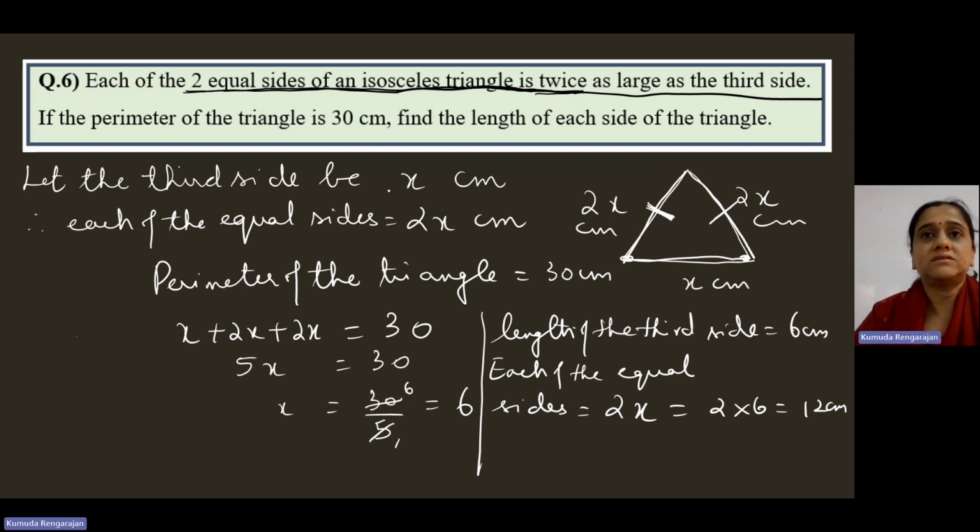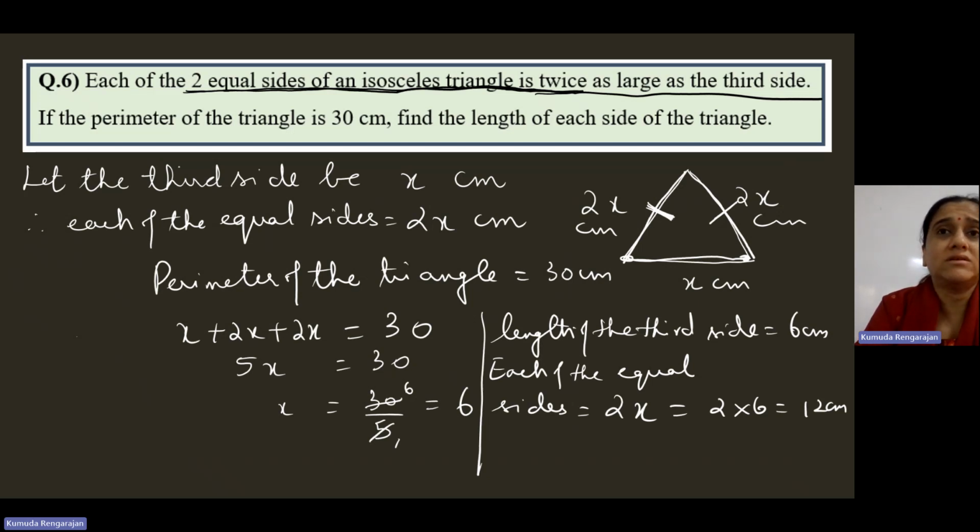Okay, so let the length of the third side be x centimeters. So the length of the two equal sides is equal to 2 into x, 2x centimeters. Assumption is done. So how do you construct the equation? Perimeter is given. Perimeter is not half base into height. That is area. Area is half base into height. Perimeter is what?